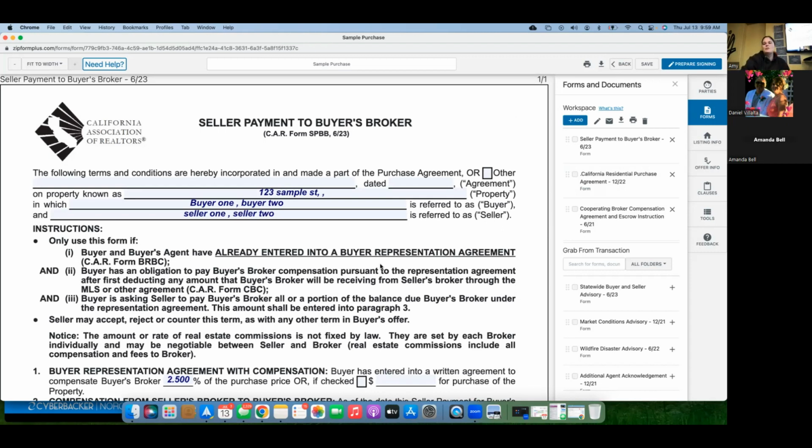Keep in mind too, that if you use the BRBC form, you also need to disclose to your buyers at time of offer what the commission is that you are receiving. And you can do that one of two ways. There's a form for that. It's called the ABCD form.